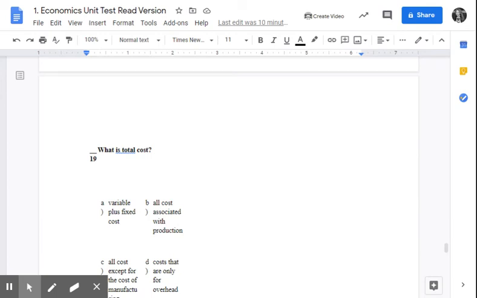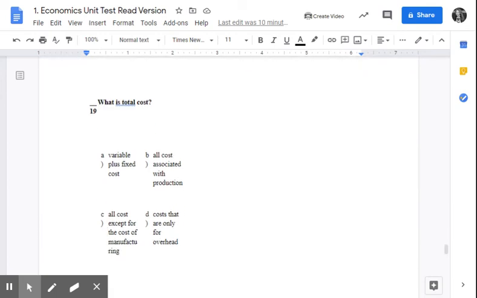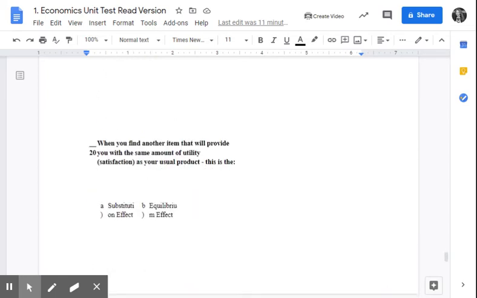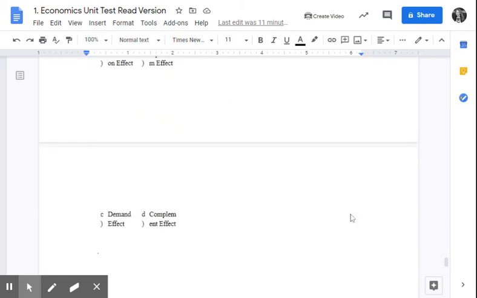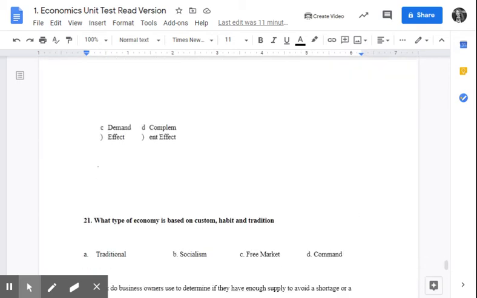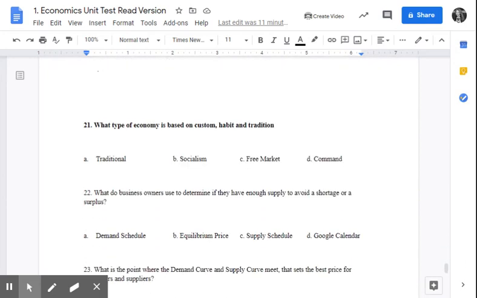19, what is total cost? A, variable plus fixed cost. B, all costs associated with production. C, all costs except for the cost of manufacturing. D, costs that are only for overhead. 20, when you find another item that will provide you with the same amount of utility, satisfaction as your usual product, this is the A, substitution effect, B, equilibrium effect, C, demand effect, D, complement effect.